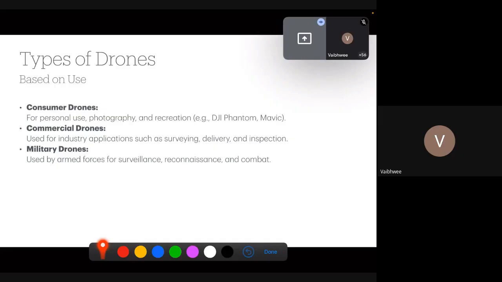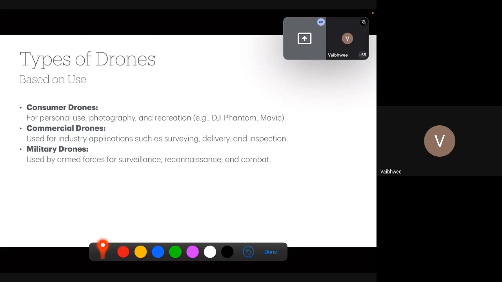Commercial drones are primarily for industry application. They're used for surveying, they're used for monitoring, they're used for infrastructure inspections, they're used for business to business delivery or business to customer delivery. So basically point to point delivery of products.